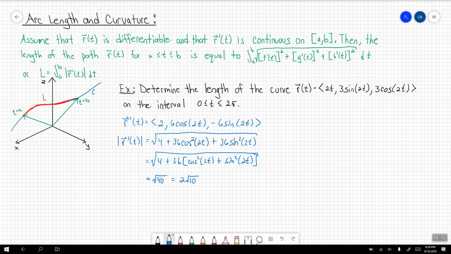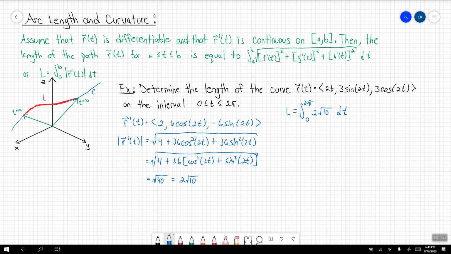So what I want to do at this point in time now that I have the magnitude, is I want to find the length of this segment bounded by that parameter for t. So in order for me to do this, I'm going to go from 0 to 2 pi, and I'm going to integrate that magnitude of r prime of t, which in this case was 2 root 10, and I'm going to integrate this with respect to t.